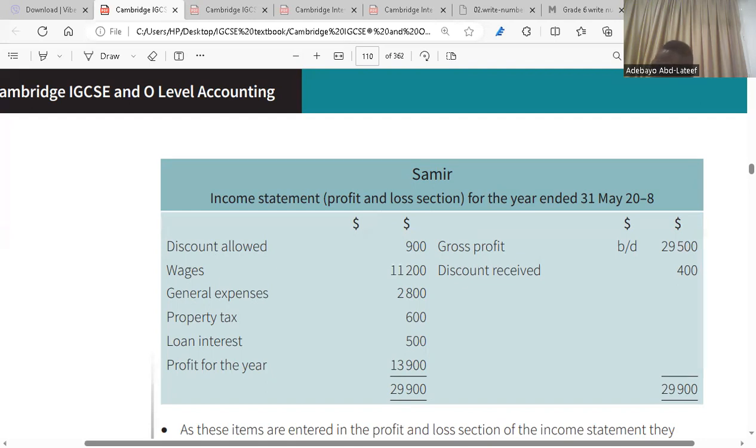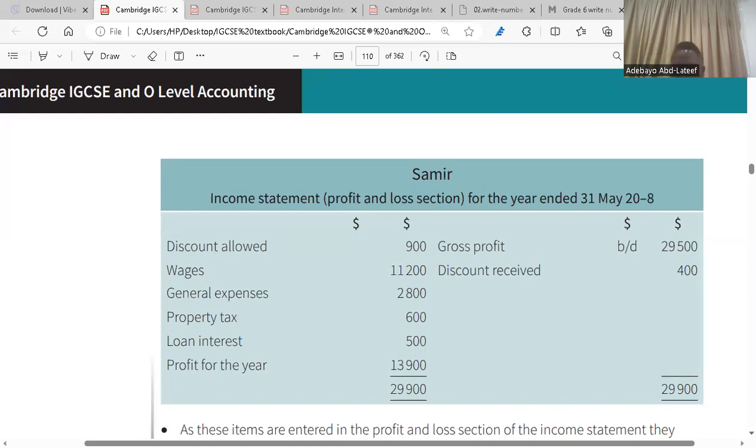It's 13,900. So the total for the expenses is 16,000, right? Yes. So we have 13,900. That's our net profit. Is it clear? Net profit of the income statement, that's the statement of profit or loss. This is the profit for the year. We call it net profit or profit for the year.